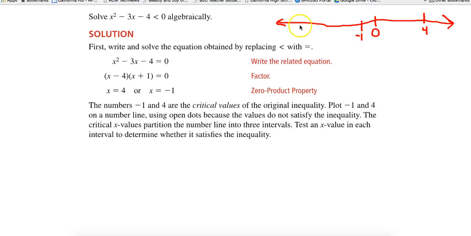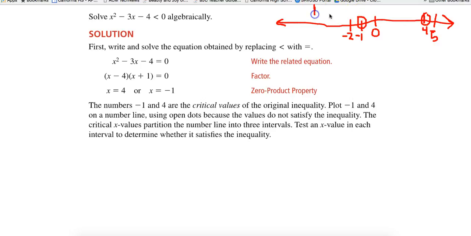Now remember, these are the critical values, and because it's just less than, not less than or equal to, I'm going to draw open circles at these points, because these points are not included in our solution set. I'm going to draw a couple other points in here. Now, 5. Okay.